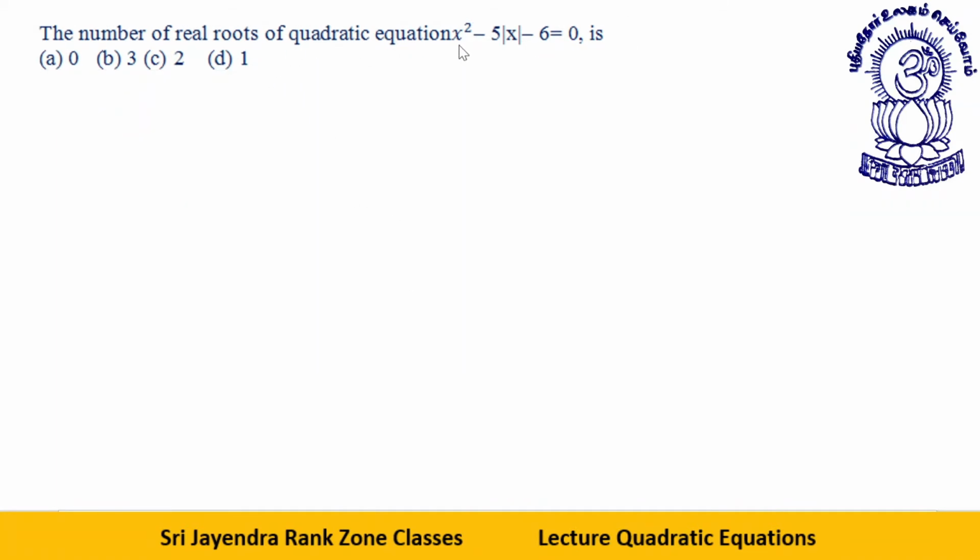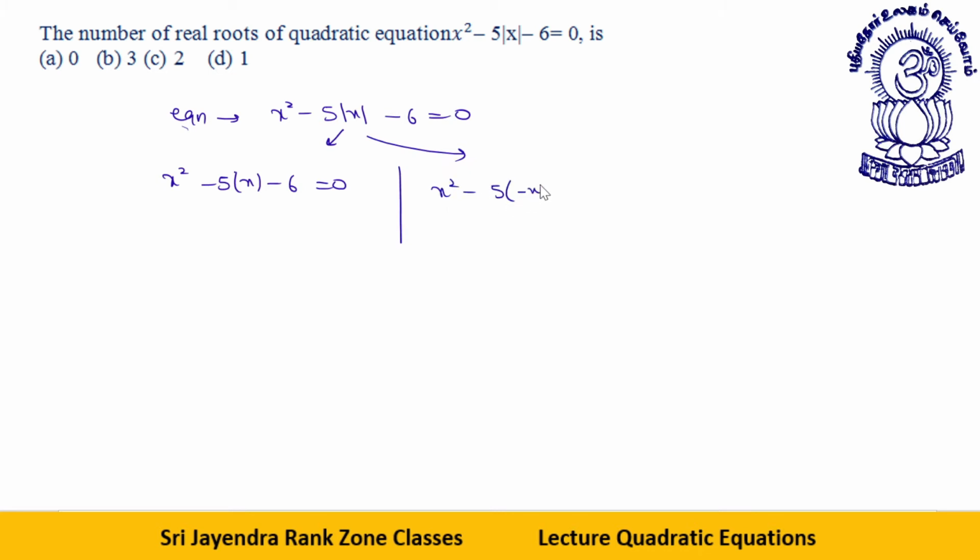The number of real roots of the quadratic equation x square minus 5 modulus x minus 6 is equal to 0 is. See, the equation is first of all x square minus 5 modulus x minus 6 is equal to 0. I will write this as x square, and on one side I will take this as plus minus x. If I take it as plus x, on the other side I will take the equation as x square minus 5 into minus x minus 6 is equal to 0. Getting it, dear students?